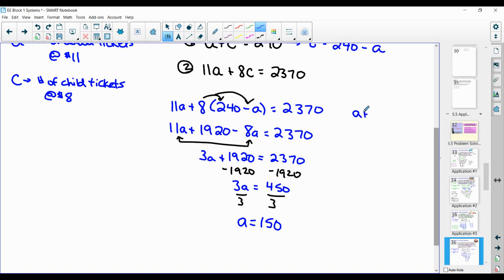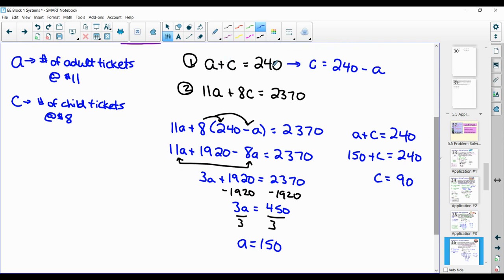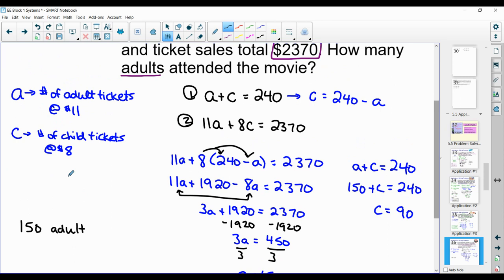So my original equation was A plus C equals 240. I'm going to plug in that A value, 150 plus C, so 150 plus C equals 240. Subtracting 150 from both sides, I have C equals 90. And I'm doing that just so that I can go and verify my answers. So 150 plus 90 is 240. 11 times 150 plus 8 times 90 is 2,370. So I know I'm correct. So my final answer was that there were 150 adult tickets, or 150 adults. I think it says how many adults attended. So 150 adults attended.